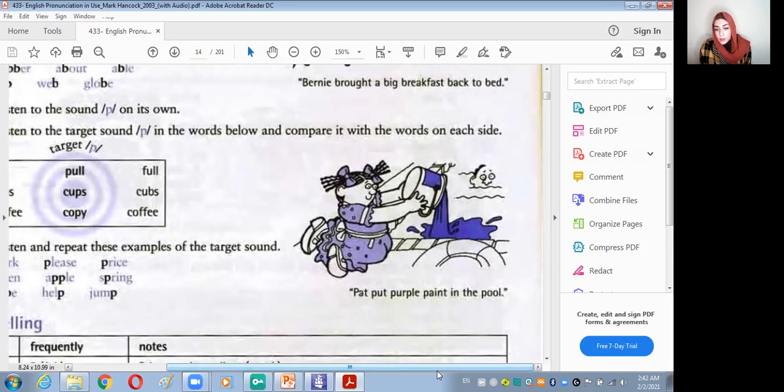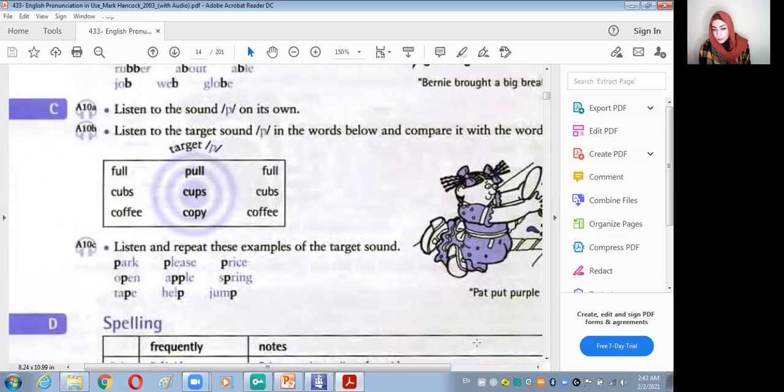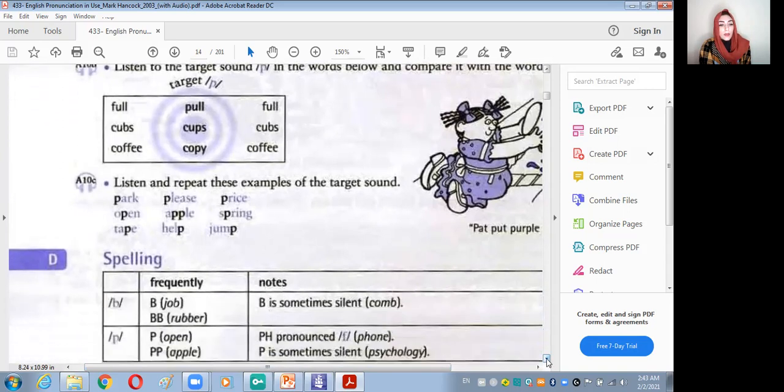We have the phrase or the sentence. I think it's a sentence, not a phrase. Yes, that contains the pa sound as a tongue twister. Pat put purple paint in the pool. Okay? I want you please to do further practice on this sound and do such tongue twisters so that you can be familiar with it.